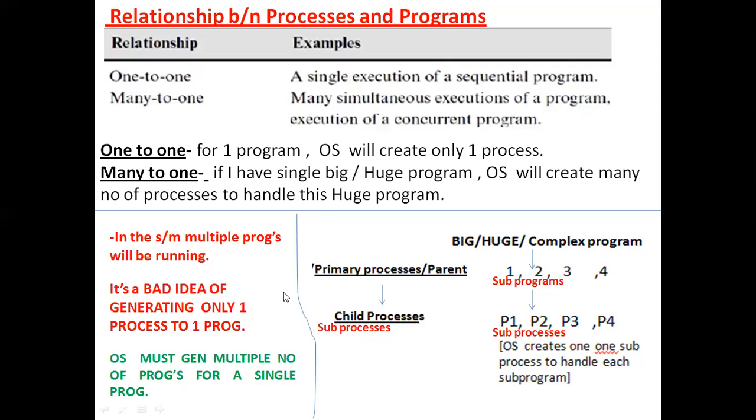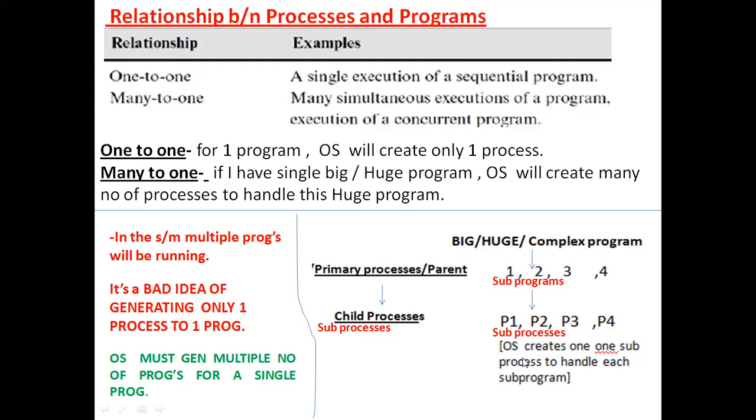Okay, so what are these parent processes or primary processes? These are the subprograms, which are nothing but the small divisions of a huge complex program. Again, these subprograms will be divided into n number of sub-processes, where each sub-process, say P1, can handle the first subprogram, the second sub-process P2 can handle the second subprogram, and the third sub-process, called P3, can handle the third subprogram.